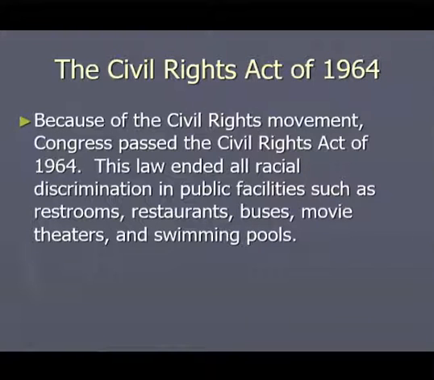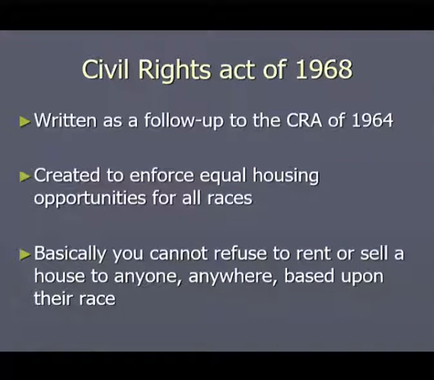Because of the civil rights movement, Congress passed the 1964 Civil Rights Act, and it ended all racial discrimination in public facilities, such as restrooms, restaurants, buses, movie theaters, and swimming pools. And then 4 years later, there was a follow-up to the Civil Rights Act of 1964, and this was created to enforce equal housing opportunities for all races.